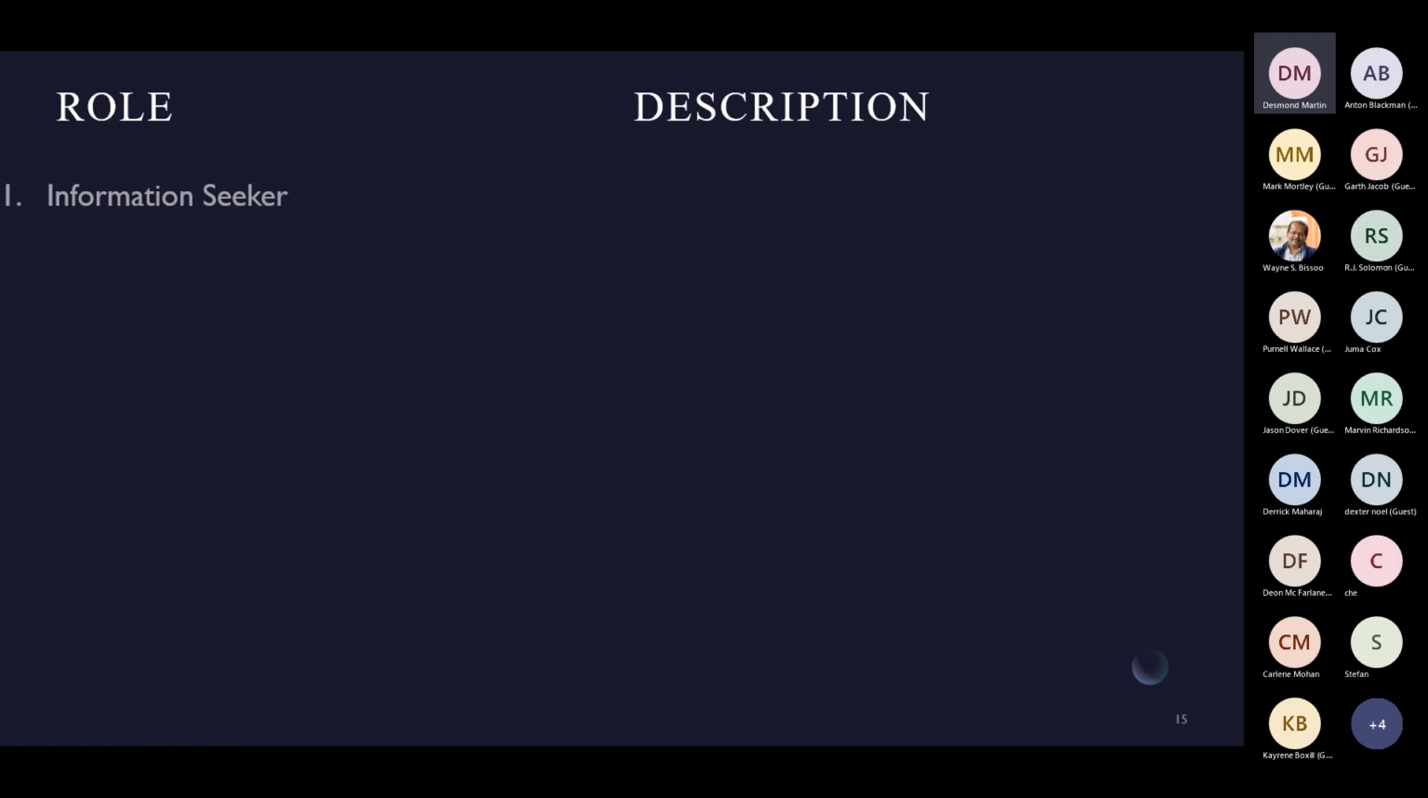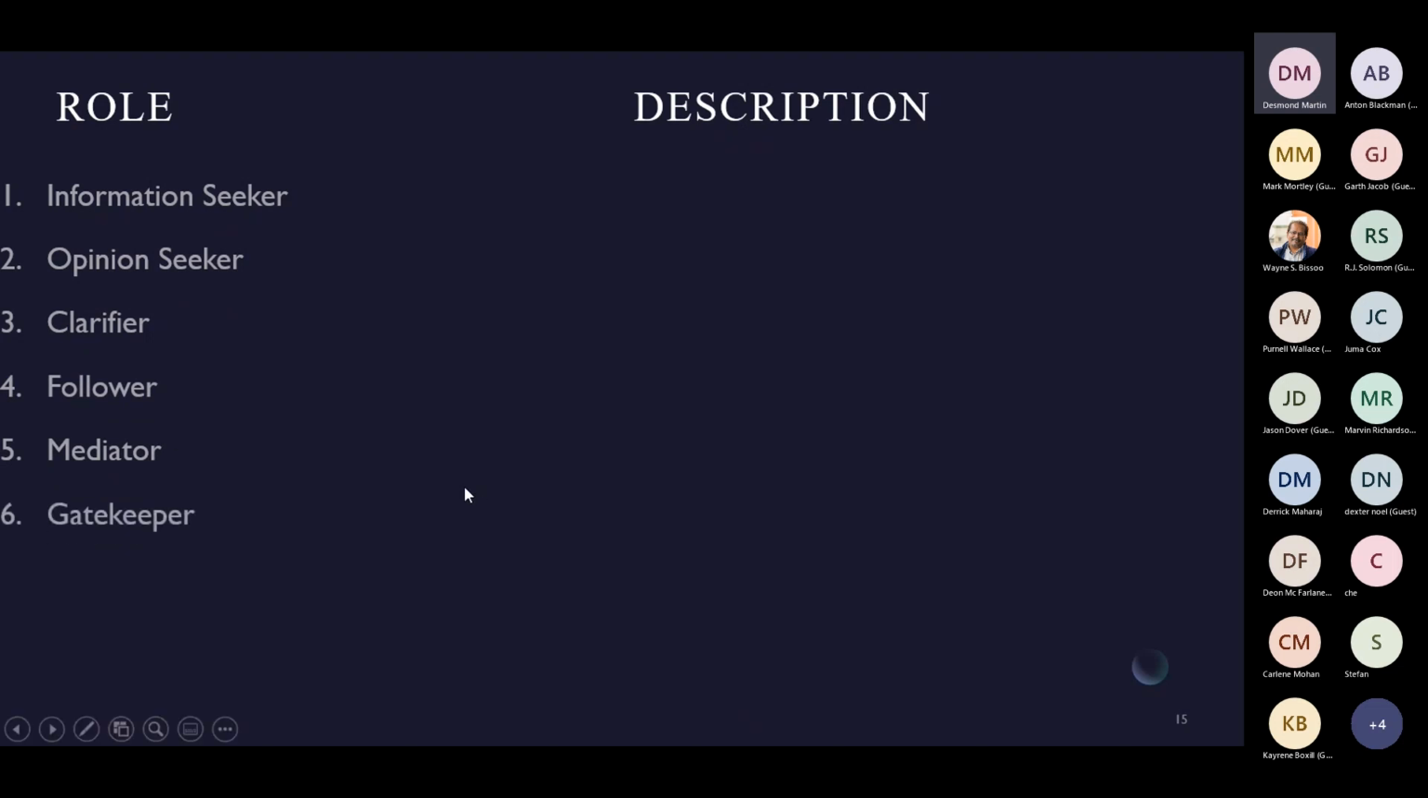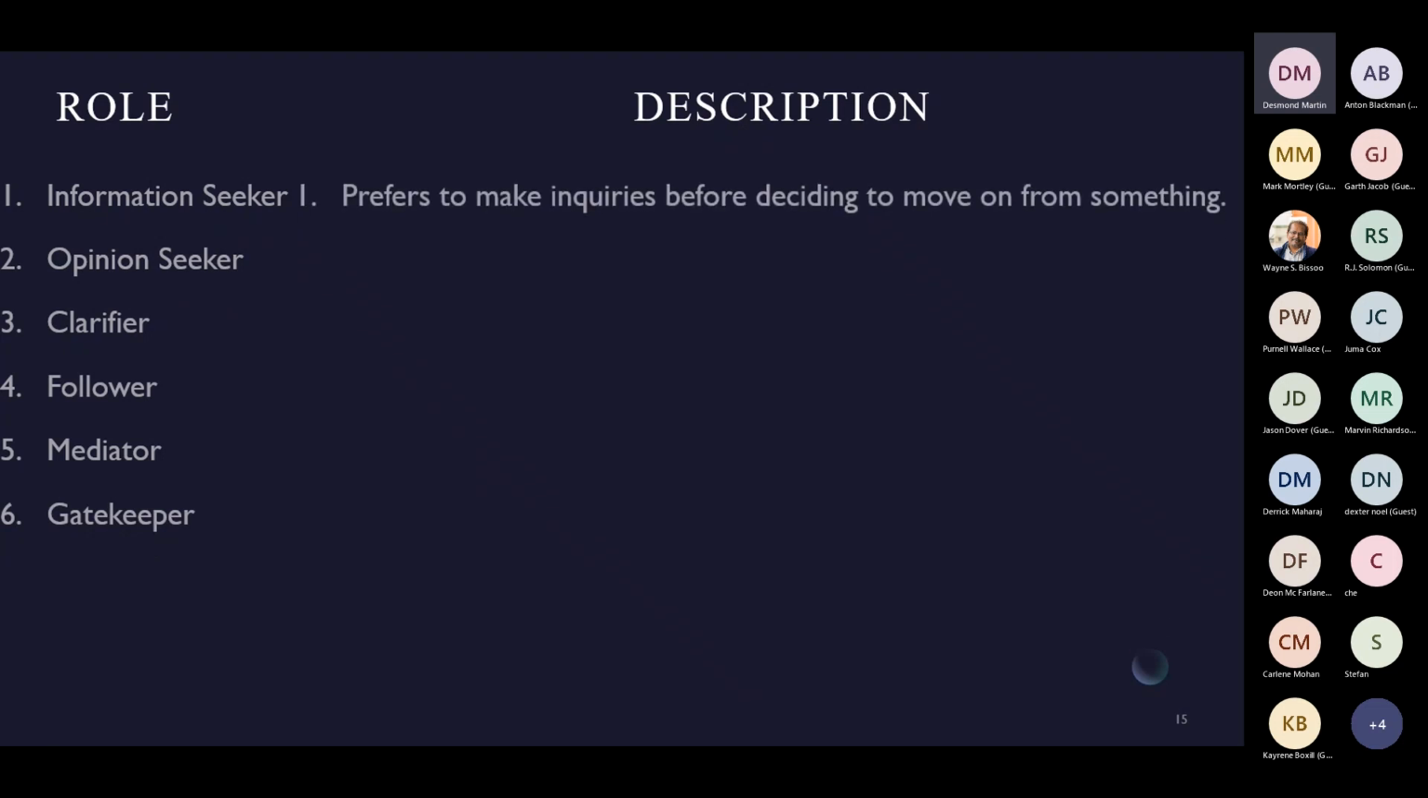Here we have some common roles that can be seen in groups. We have the information seeker, the opinion seeker, the clarifier, the follower, the mediator, and the gatekeeper. And the descriptions for these are: the information seeker. This person prefers to make inquiries before deciding to move on from something. The opinion seeker, this person pushes the group members to share their insights or ideas.